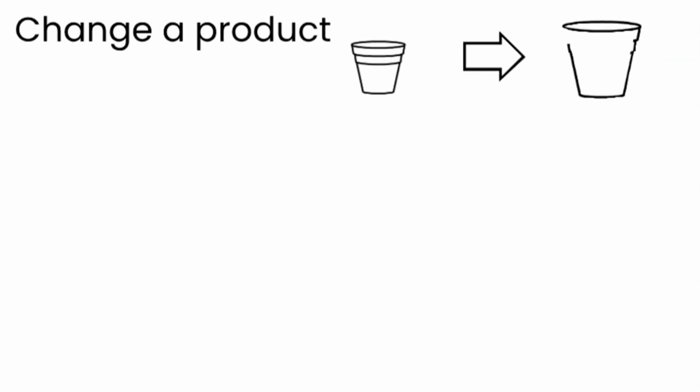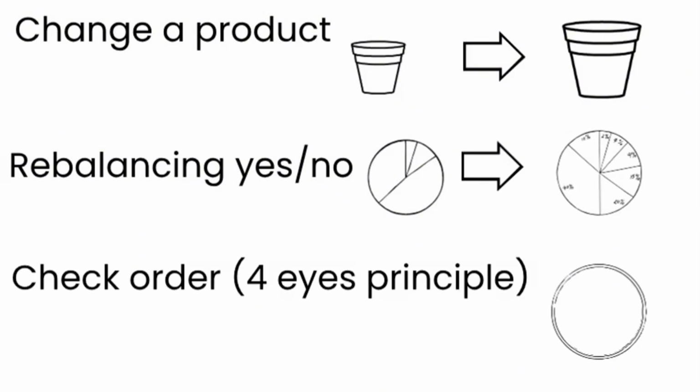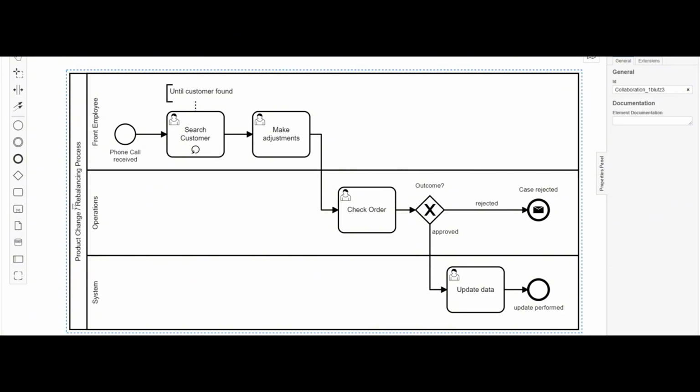We want to build an application where a user of the bank can change the product and maybe also trigger a rebalancing, and where another banking employee can check the order. And this is how the BPMN diagram could look. You can see a pool. The big pool here is the product change and rebalancing process. And we have three roles: the front employee who enters the first data, then the operations team member who checks the order if everything is all right, and the system that does some work in the background.